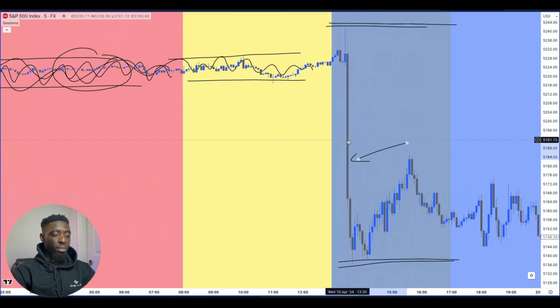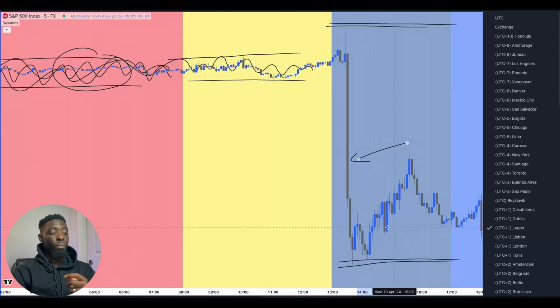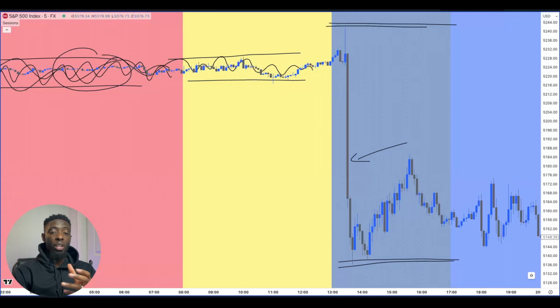So this day, this is say Wednesday. So this is Wednesday, the 10th of April 2024. So notice first, I'm using UTC plus 1. So when you go on your economic calendar real quick, I'll show you right here.